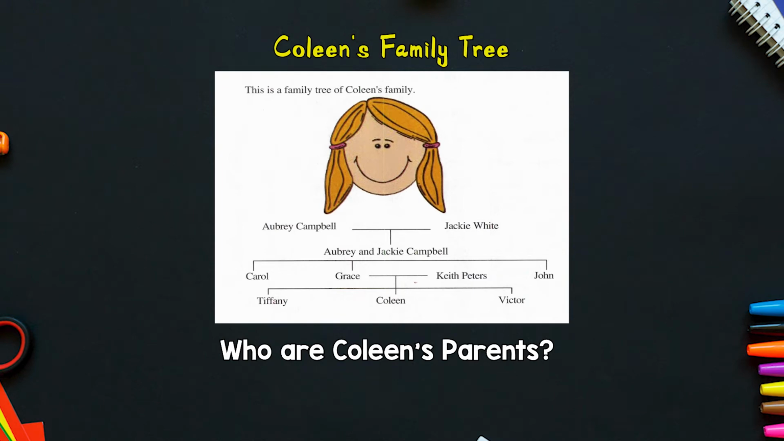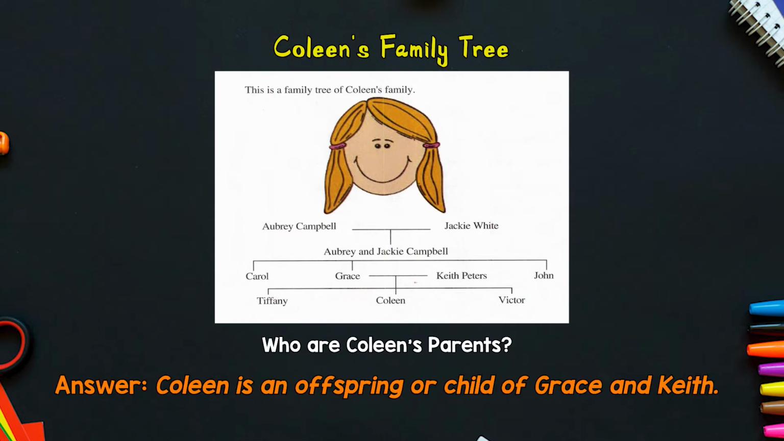Now for a few questions. So, can you say who are Colleen's parents? Yes, the diagram shows that Colleen is an offspring or child of Keith and Grace. So Keith and Grace are the parents of Colleen.